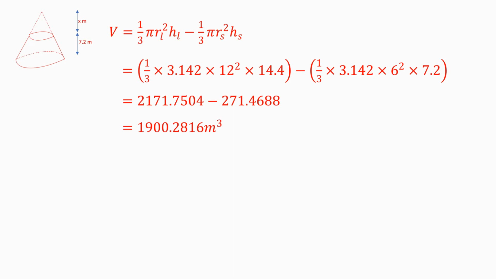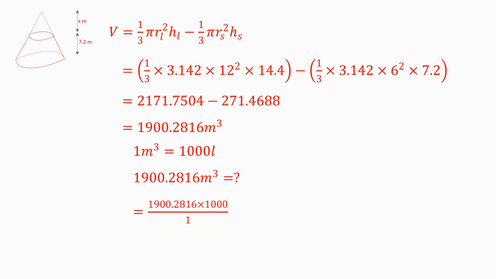the cubic meters into liters. And 1 cubic meter is equal to 1,000 liters. So we need to find what 1900.2816 cubic meters is equal to. We multiply, and we obtain 1,900,281.6, but we have been asked to give our answer to the nearest liter. So it's approximately 1,900,282 liters.